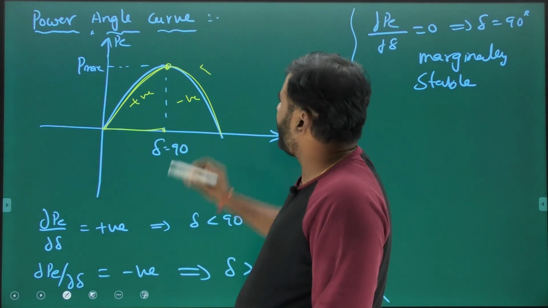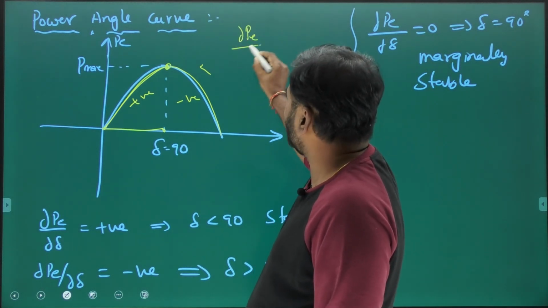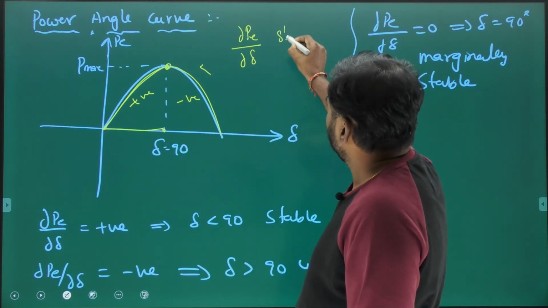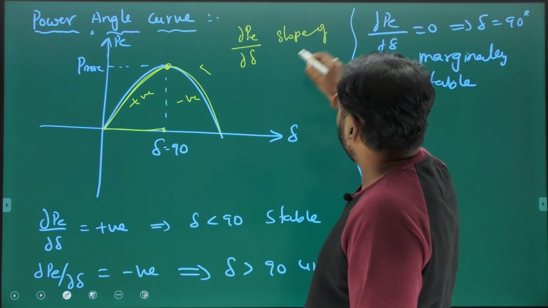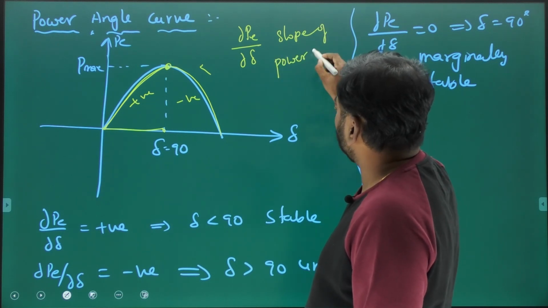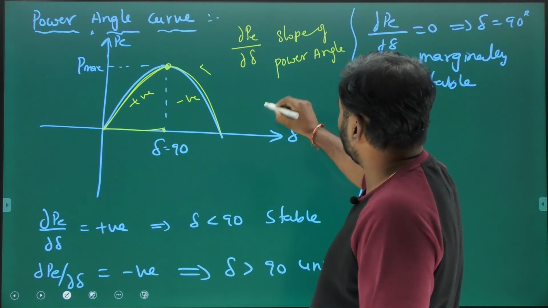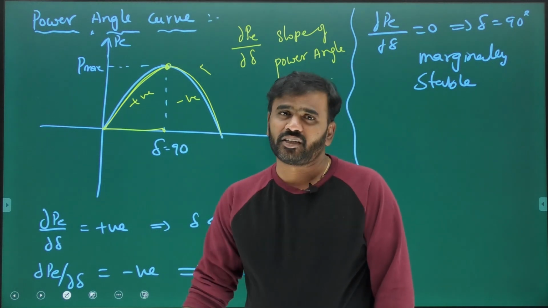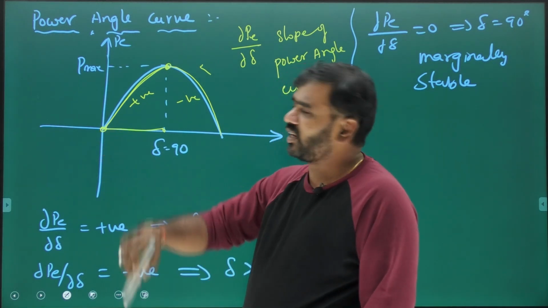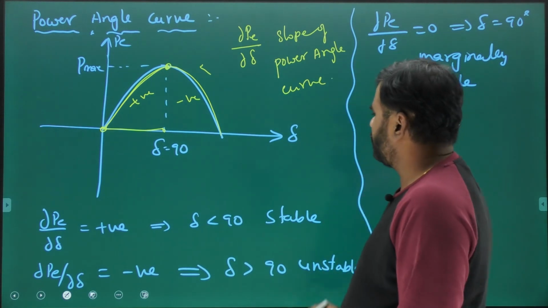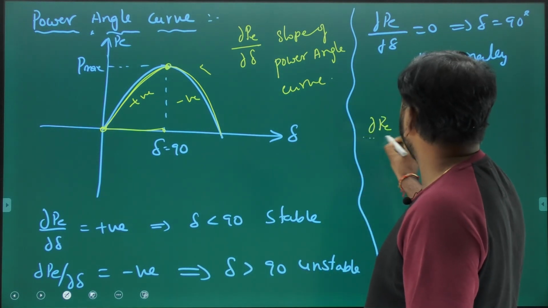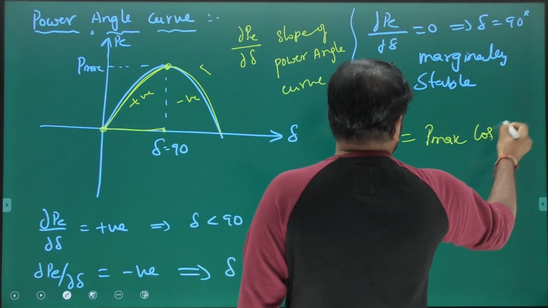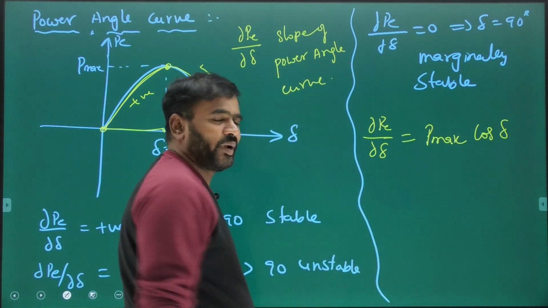That means dou P by dou delta is the slope of the power angle curve. Correct or not? Dou P by dou delta is the slope of this power angle curve. That explains steady state stability. Correct or not? So dou P by dou delta explains the steady state stability, and dou P by dou delta is maximum at delta equal to 0. Because if you notice the dou P by dou delta equation, it is P max cos delta. If you substitute delta equal to 0, then dou P by dou delta is maximum.